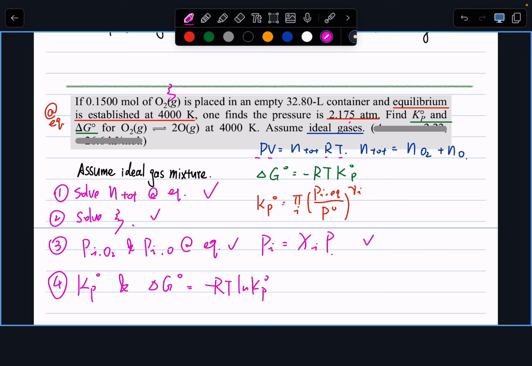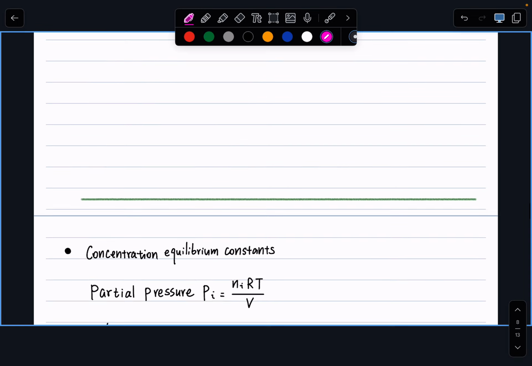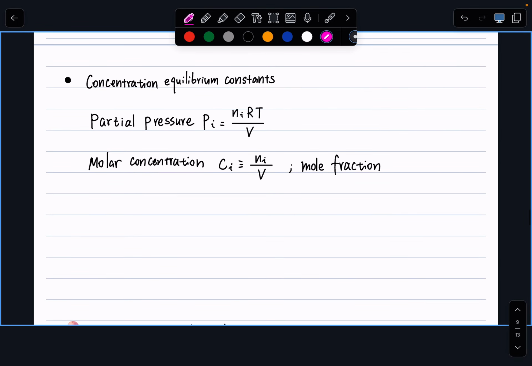Okay, so that's one example question together. One more thing. Now, for the equilibrium constant, we already defined it. There are different versions of the equilibrium constant. For example, we defined it using partial pressure, right? So partial pressure Pi equals our mole fraction times the total pressure. Or if you write it out, you can have the number of moles of your species Ni times RT over P.